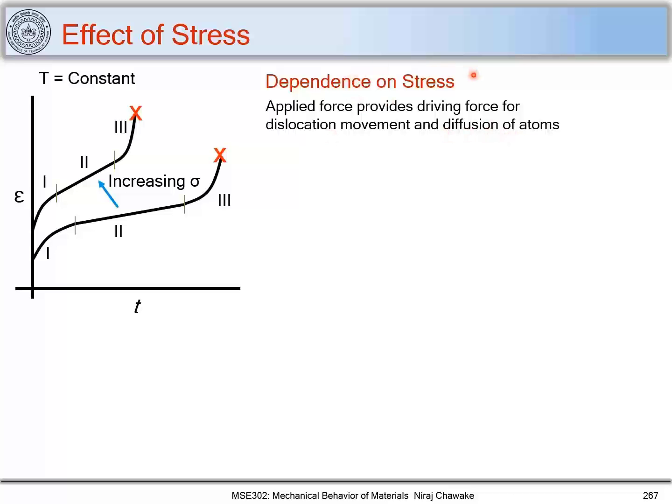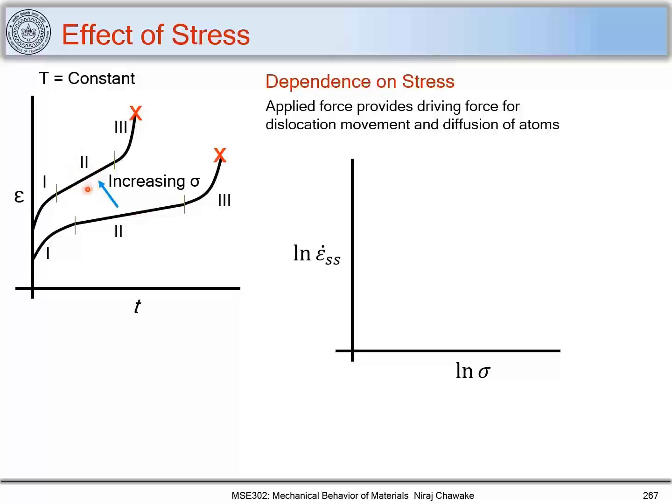As I increase an applied stress on a material, it provides a driving force for dislocation movements, and thus there will be a larger strain accumulation or a larger plastic deformation that the material will see. Also, it enhances the diffusion of atoms, and thus the material fails early. Now we are interested in a steady state creep rate, that is, a creep rate at stage 2.